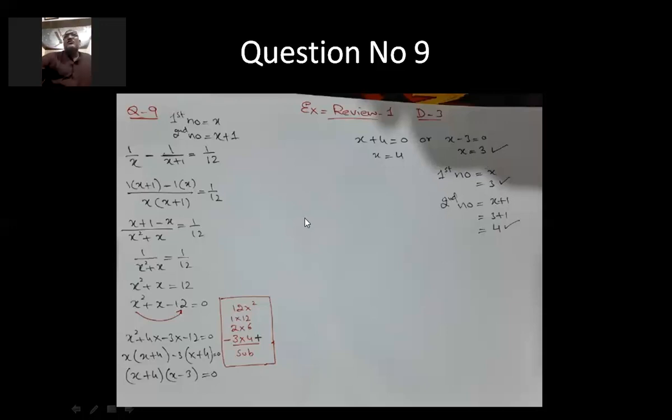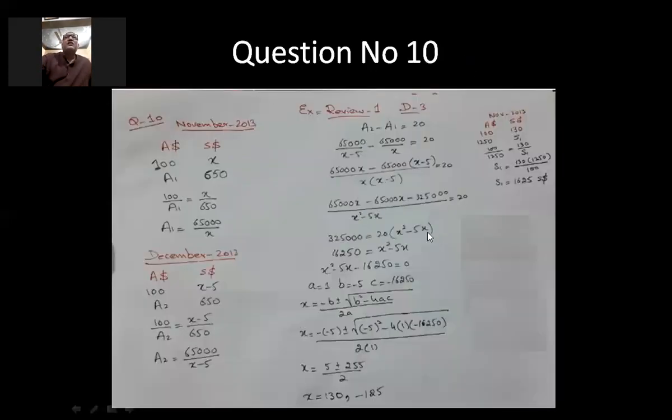First number was x. So it means it is 3. The second number was x plus 1. So it will be 3 plus 1. And that will be equals to 4. So that was the question number 9 of the review exercise of the chapter number 1. Let me check the answer. Question number 9. So our answers are perfect. Hopefully you have understood. So let's go to the next question.